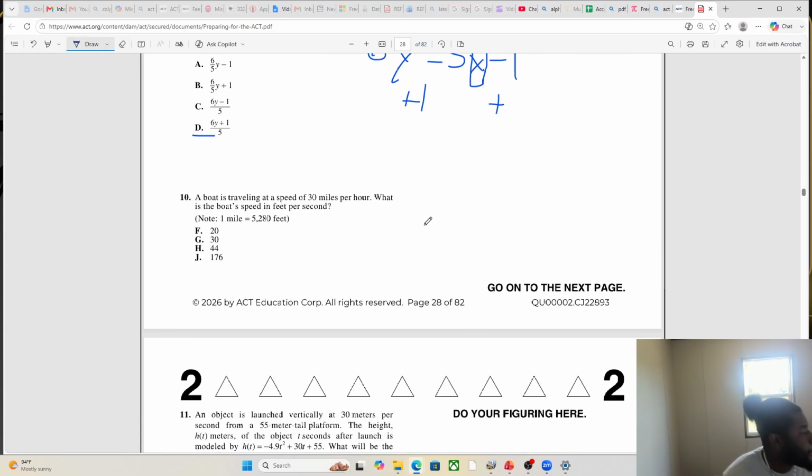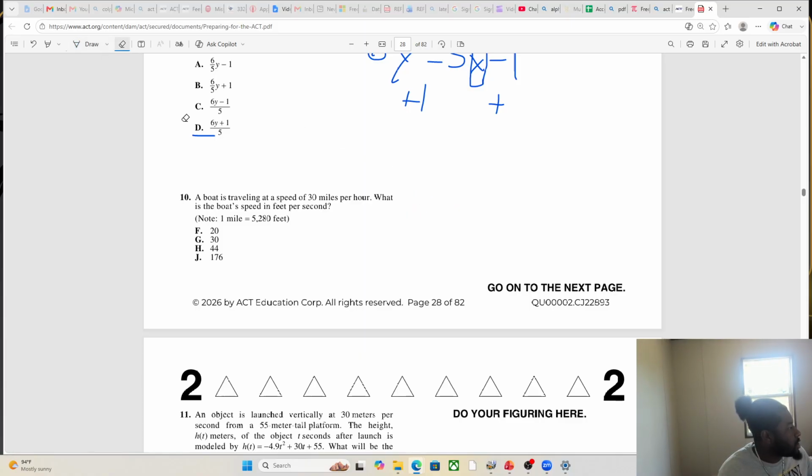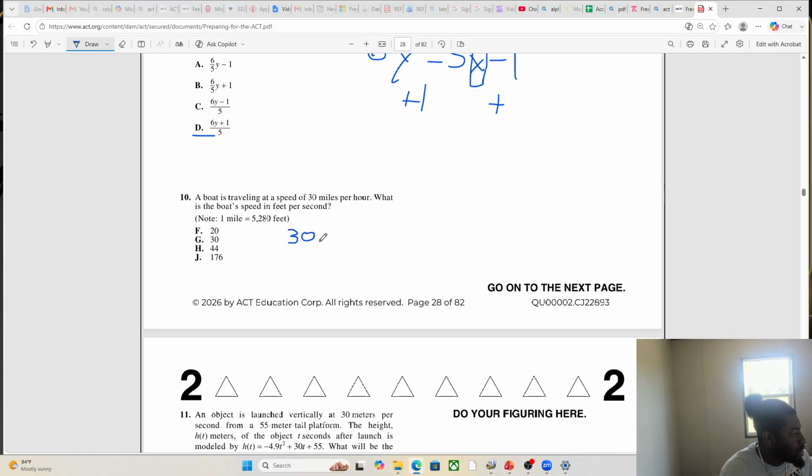Number 10. A boat is traveling at a speed of 30 miles per hour. What is this boat speed in feet per second? All right, so we need to use something called dimensional analysis. It's a lot simpler than what it sounds. So write down what you're given. 30 miles over 1 hour.